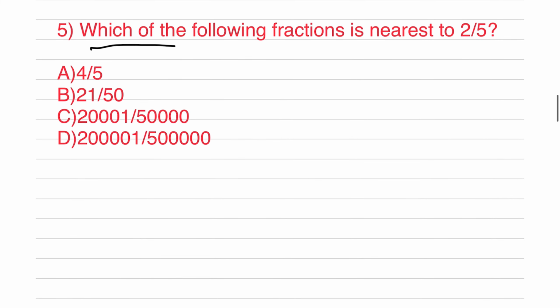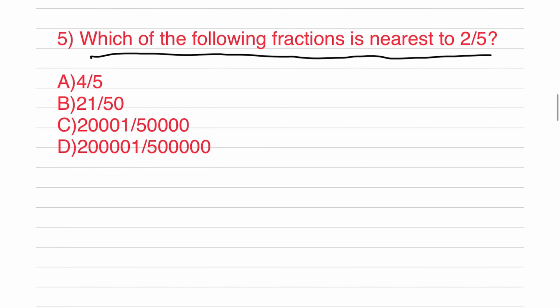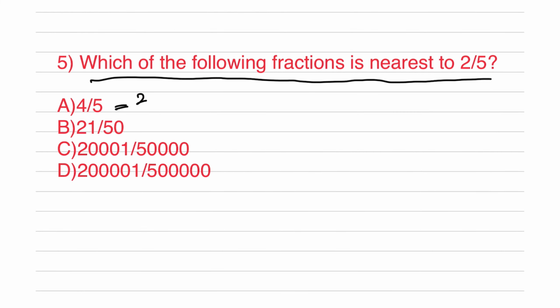See the fifth question. Which of the following fractions is nearest to 2 by 5? See option A, it is 4 by 5, which is 2 by 5 plus 2 by 5. So it is not nearest to 2 by 5, so cancel this. And see option B. We can write it as 2.1 by 5.0. Because I already told you this important point in the previous video, that if they have the same number of decimal places, then we can remove the decimal point. So again it will be 21 by 50. So it is not nearest to 2 by 5.